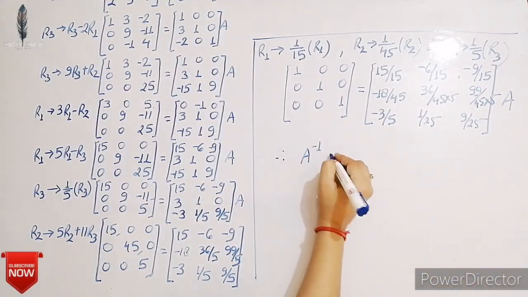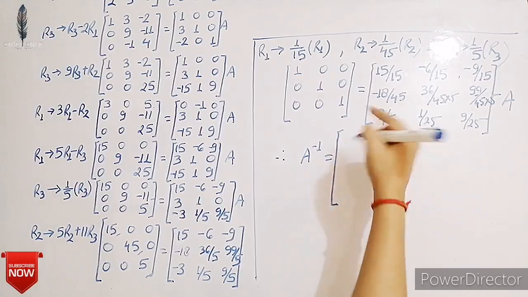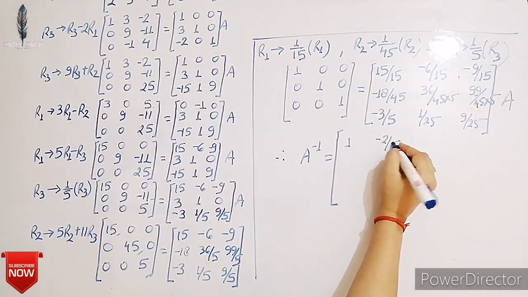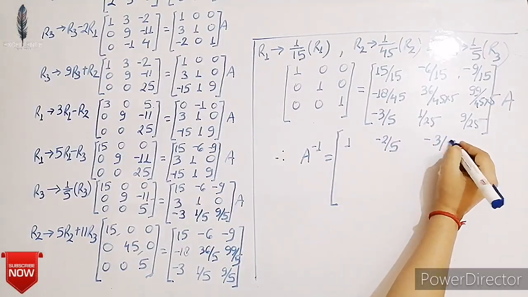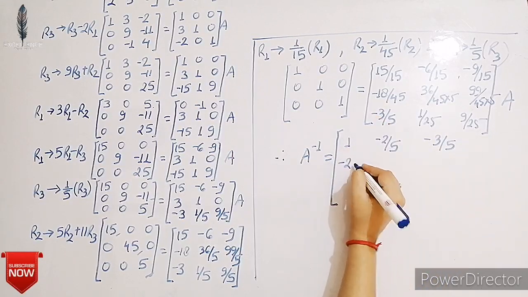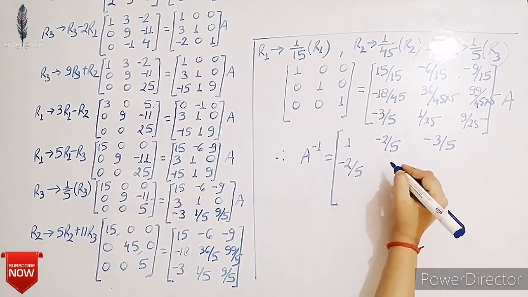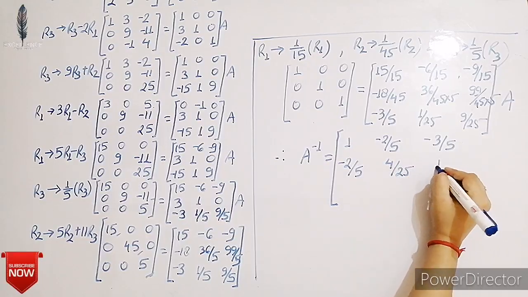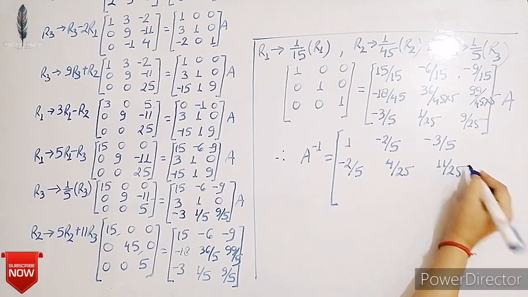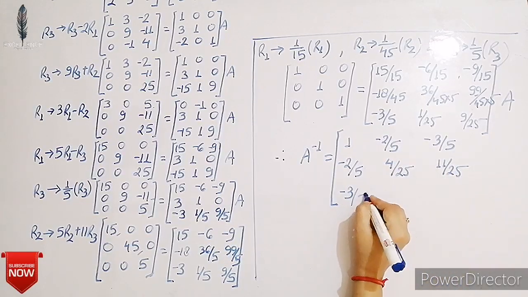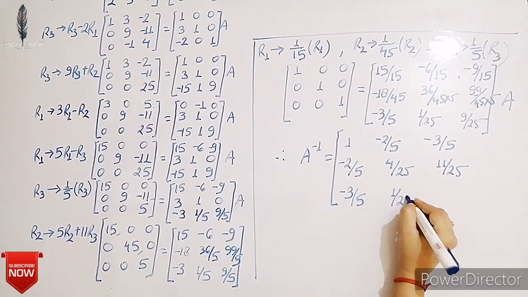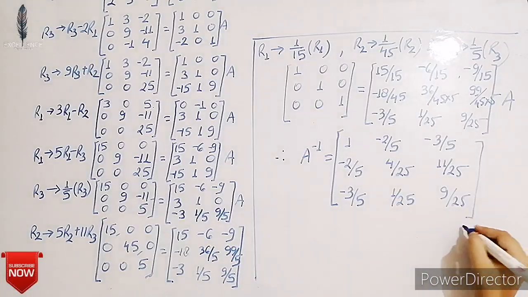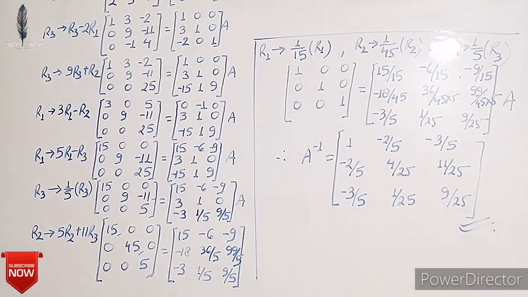So the inverse of the required matrix, on simplifying, we get 1, minus 2 by 5, minus 3 by 5, and in the second row we have minus 2 by 5, 4 by 25, 11 by 25, and the last row is minus 3 by 5, 1 by 25 and 9 by 25. Clear? Let's see the next question.